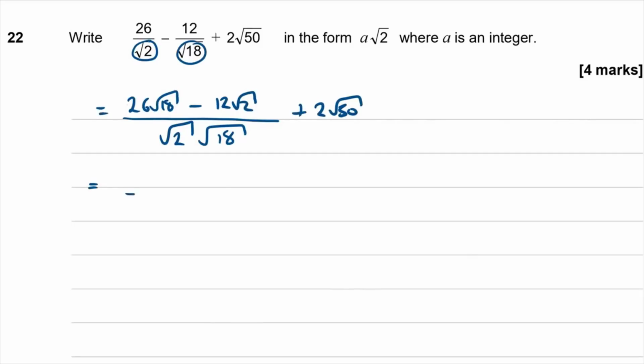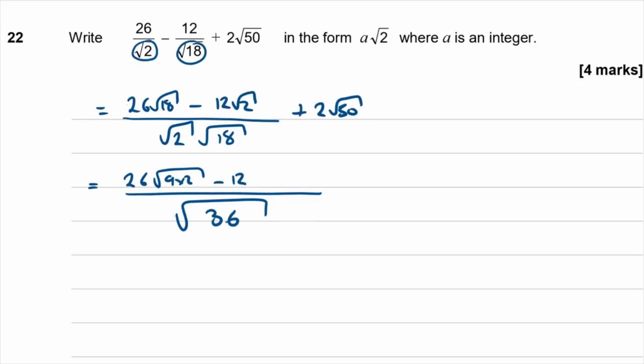Okay, we spotted earlier that 2 times 18 was 36. So the idea was to make that root 36 on the bottom. Now, root 18, 18 is 9 times 2. So I'm going to rewrite that as 26 root 9 times 2. Just going to leave the 12 root 2 for now. And I've still got this 2 root 50 on the end that I haven't done anything with yet. What can I do with that? Well, 50 is 25 times 2. So let's change that to 25 times 2. Okay, now what can we do?